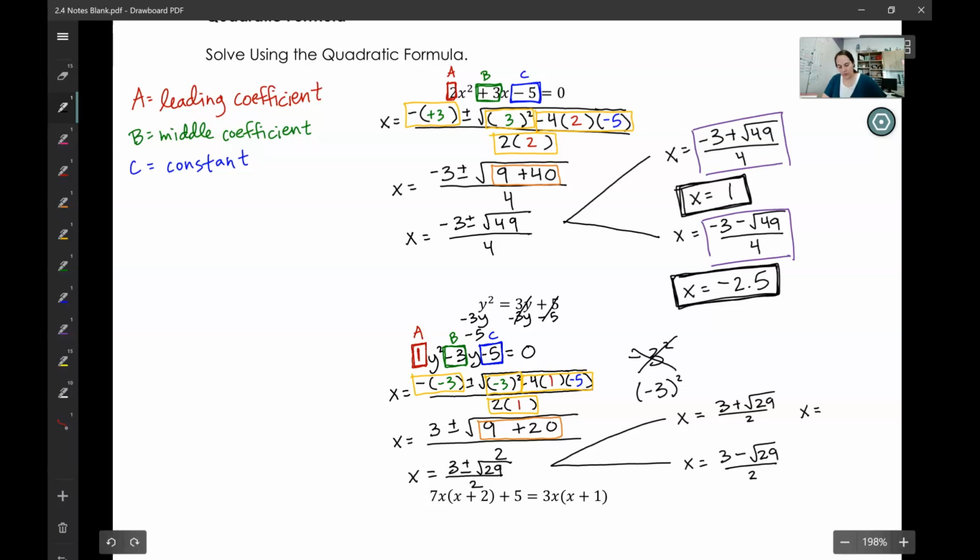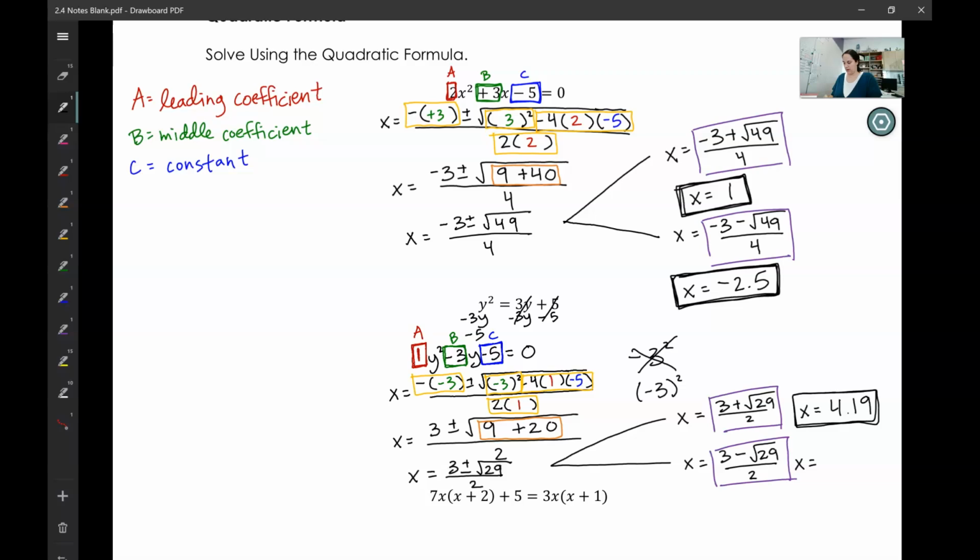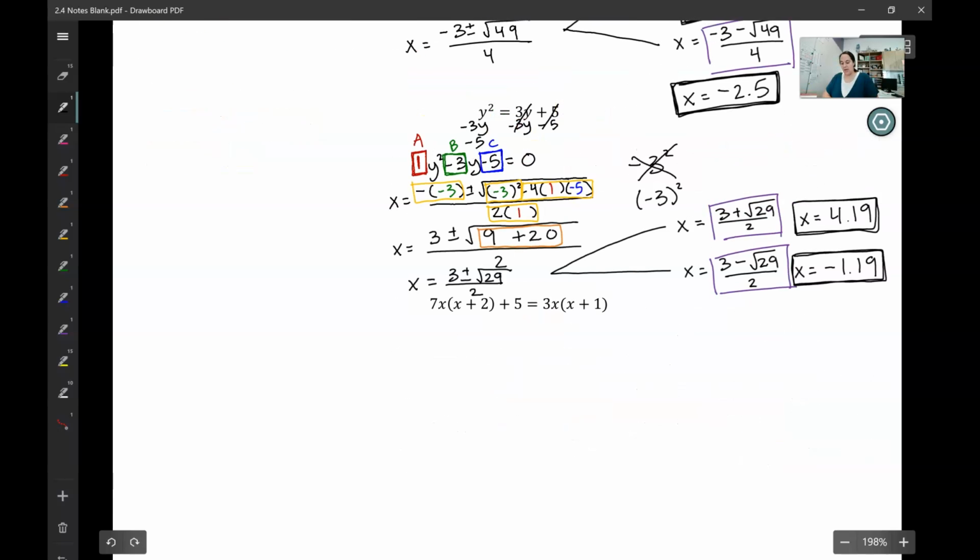And those, at this point, we can just type into our calculator to see what we get. So this first one, if you type in 3 plus square root of 29 divided by 2, should give you 4.19. And then 3 minus square root of 29, all divided by 2, should give you negative 1.19. Okay, so there's that one. Let's try this last one.